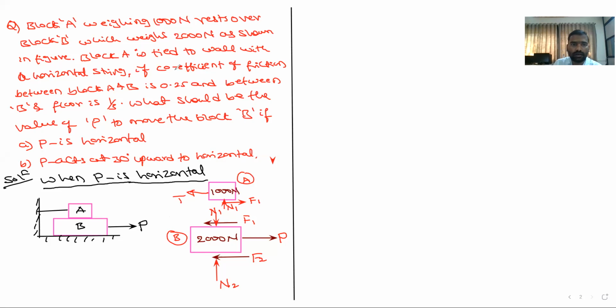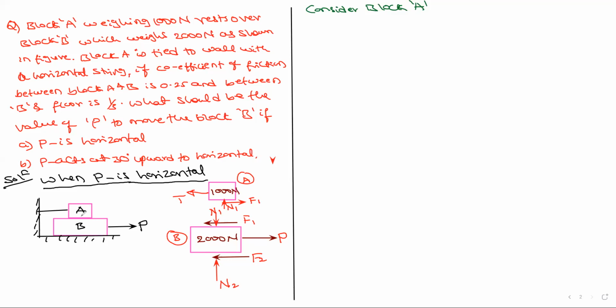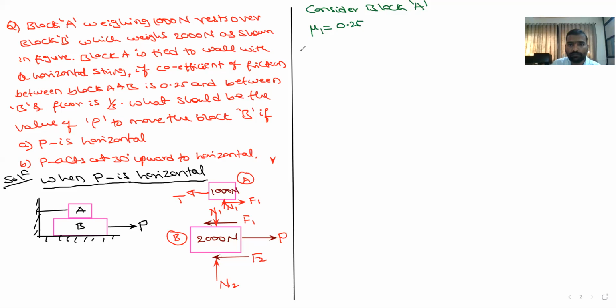So first I will take block A. Concentrate, all of you. In block A, what is known and what is unknown? You have to tell me. The friction coefficient between block A and block B is known. Mu1 is known. What is the value of mu1? That is 0.25. 0.25 is given in the problem.